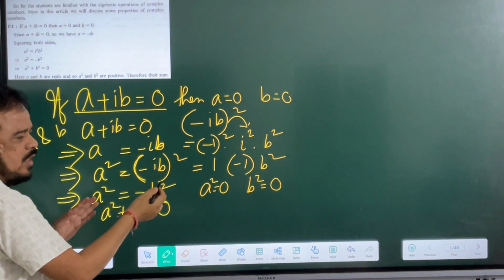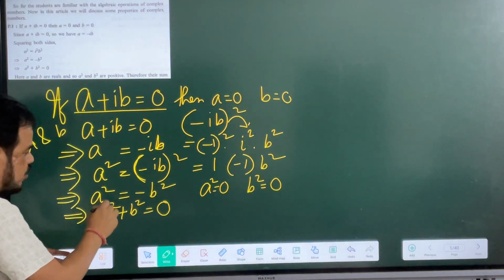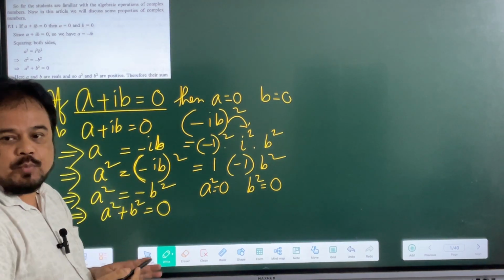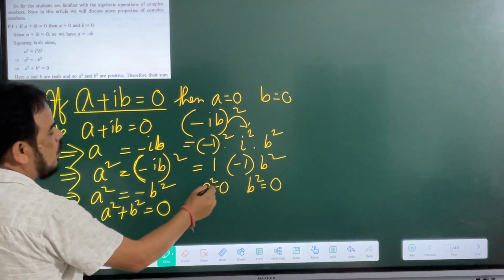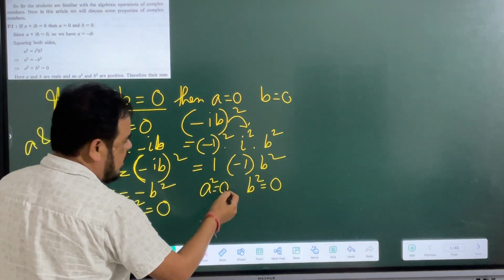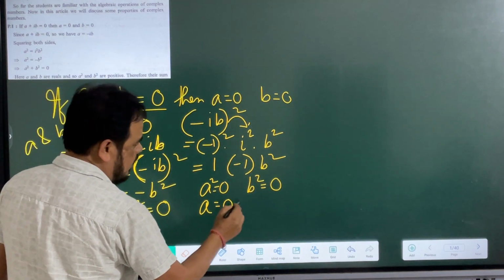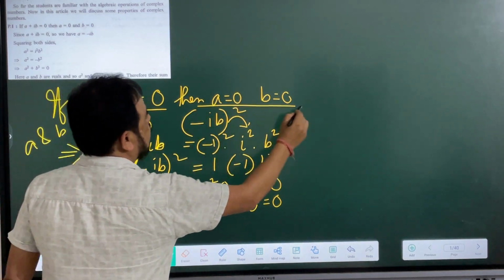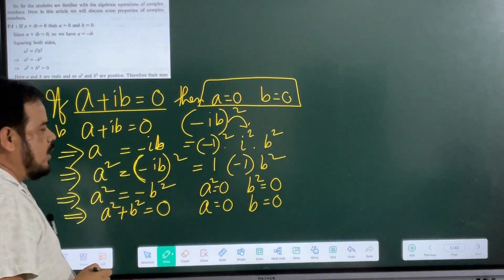Even if it is minus a or plus a, even if it is negative, a square, a negative number, if we square it, we always get positive. So a square will be 0, b square will be 0. If a square is 0, a is also 0. If b square is 0, then b is also 0. So hence proved. This is the first property.